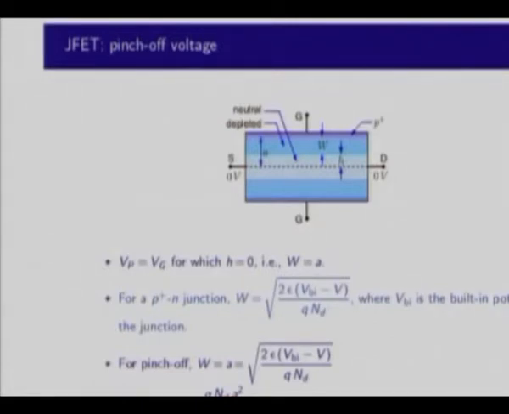Of these, Q and epsilon are just physical constants. You really can't do anything about that. But Nd and a squared are in the control of the fabrication person. So when the device is being fabricated, you can control Nd and you can control a to get the desired value of pinch off voltage. And note that this dependence on a is rather strong because of the square here, whereas Nd comes with the linear dependence.